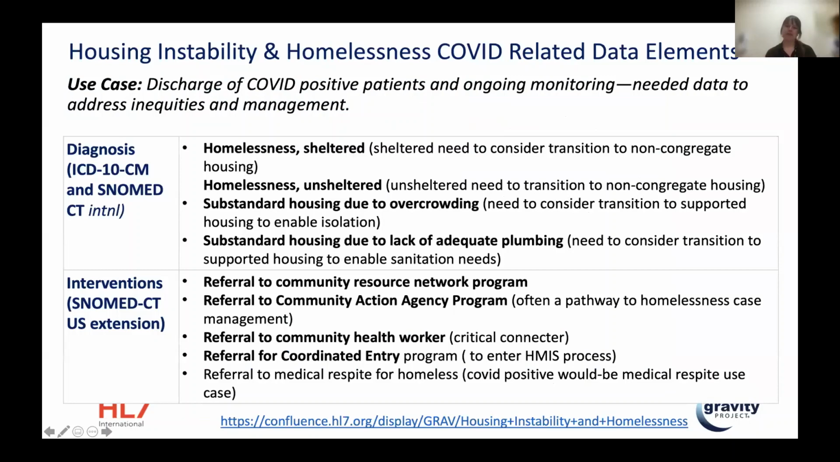Again, this week, Dr. Pinto was talking about COVID, so we want to specifically highlight some of the terminology that's coming, that we've learned to be relevant regarding the COVID use case. Within our diagnostic terminology, we're asking for a differentiation between sheltered homelessness and unsheltered homelessness. This is in order to represent transitions of care and considerations for non-congregate housing within COVID positive individuals. We do have a concept coming within SNOMED regarding substandard housing due to overcrowding. And again, this is to correctly enable supported housing to enable isolation in the presence of a COVID positive individual.